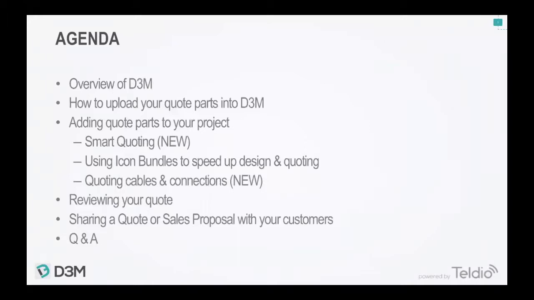So we'll start with smart quoting. I'll explain to you guys what I mean by that. That's a very generic term. And then we'll get into how to use icon bundles to speed up your design and quoting process, and how to quote cables and connections, which is also a new feature. Before, you were only able to quote devices and equipment. Now you're actually able to quote cables, cable lengths, connectors, things like that as well.